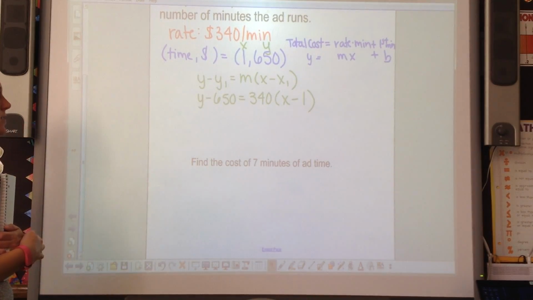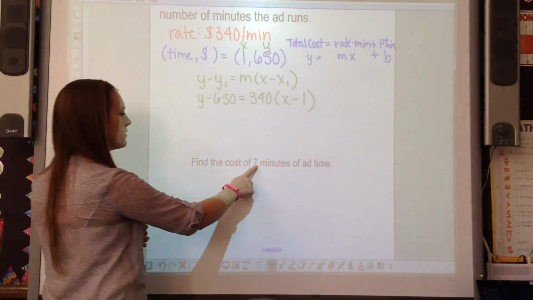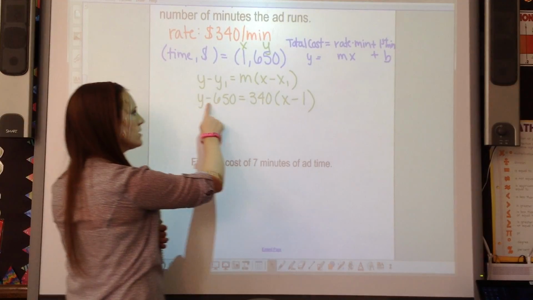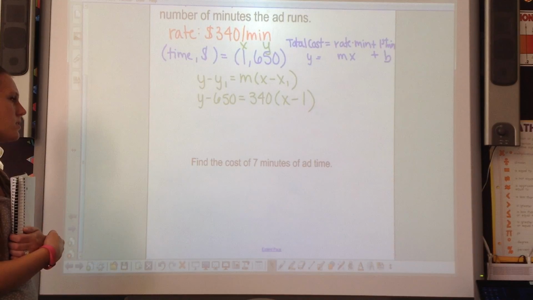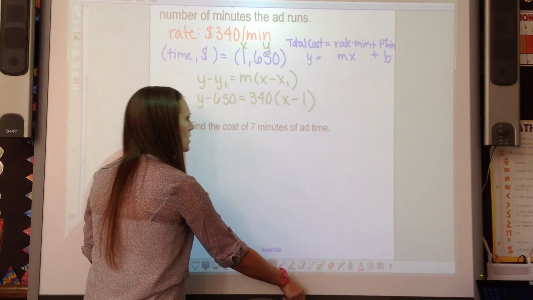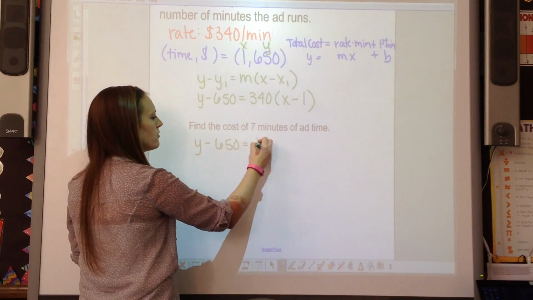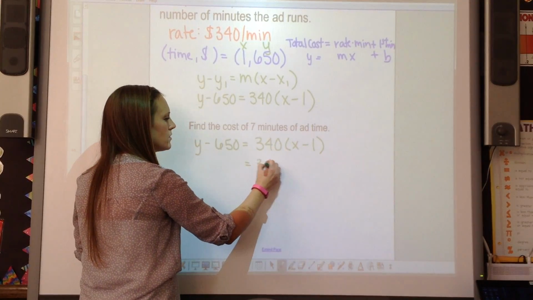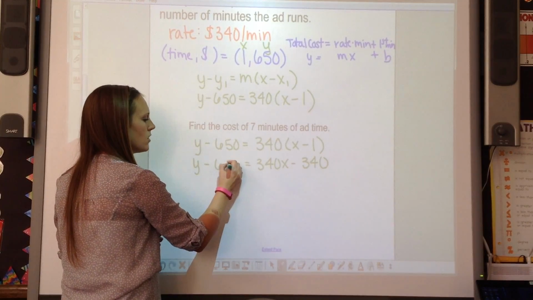Find the cost of a 7-minute ad. You're going to plug in 7 into x because x stands for time. So you can leave the equation like this and plug in 7, or you can solve for slope-intercept form and it'd be easier to plug in 7, and that's what I'm going to do. Before I plug in 7, I'm going to change this into slope-intercept form. Slope-intercept form is when y is by itself. Okay, so distributive property first. And then solve for y.